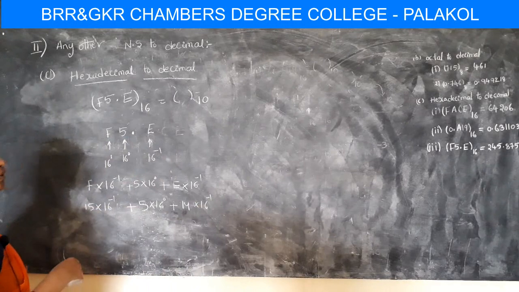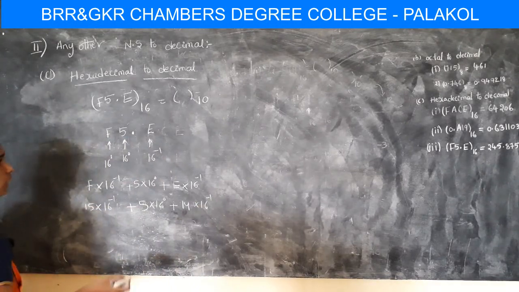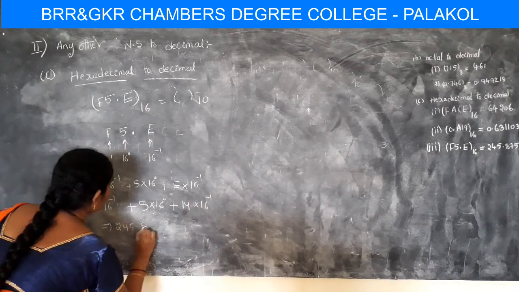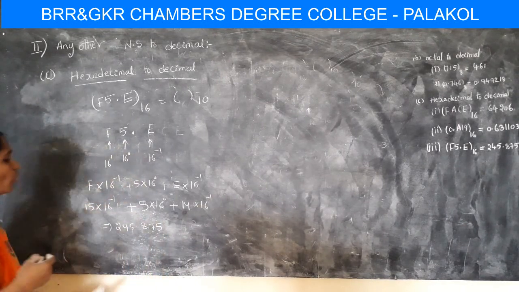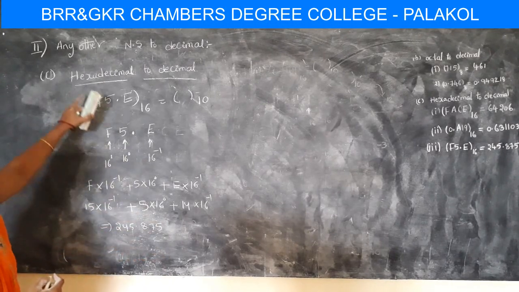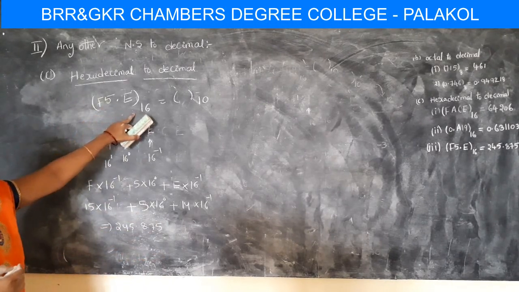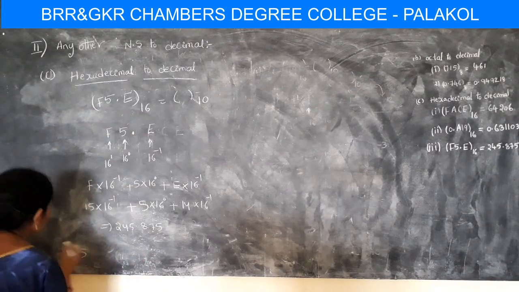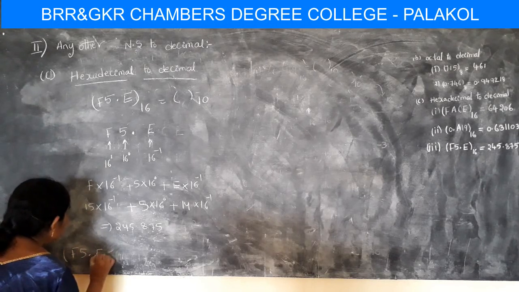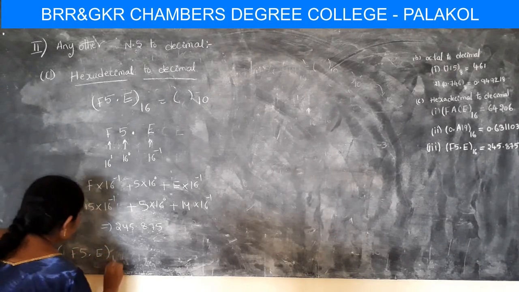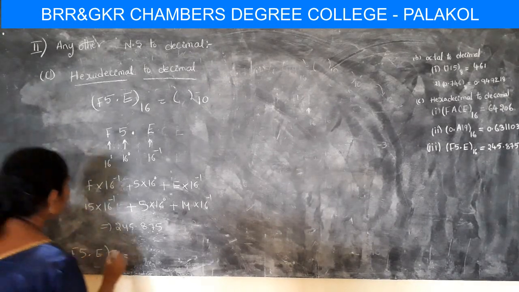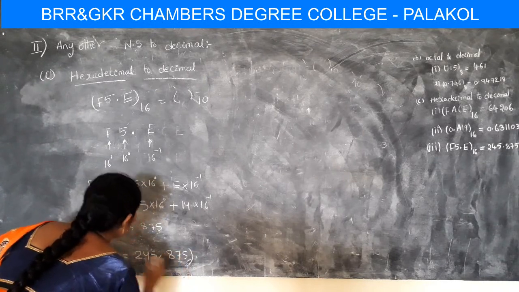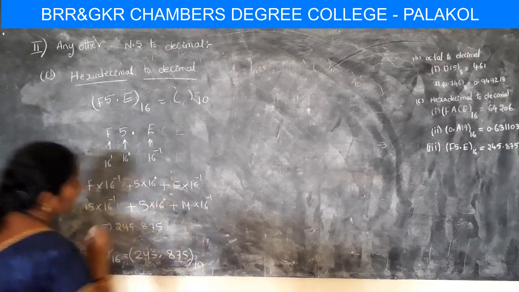Therefore we have to simplify this by using calculators. Therefore 245.875. So here this is the answer for this hexadecimal number. Therefore finally how to write the answer is F5.E to the base 16 is equal to 245.875 to the base 10, okay.